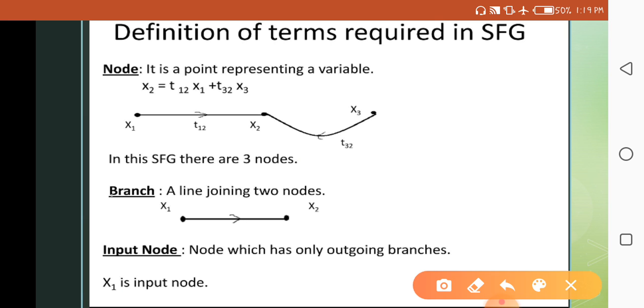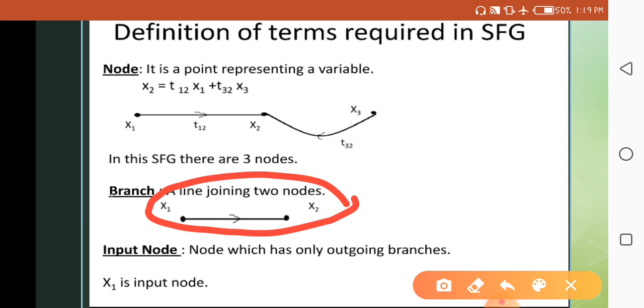Branch. What is a branch? When we join two nodes with the help of a line, it is known as a branch. So this is the branch. Next, input node. An input node has only outgoing branches. In the diagram we see x1 and x2. x1 has an outgoing branch, so x1 is the input node.